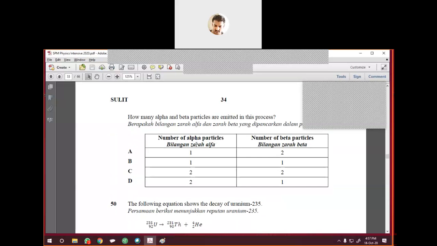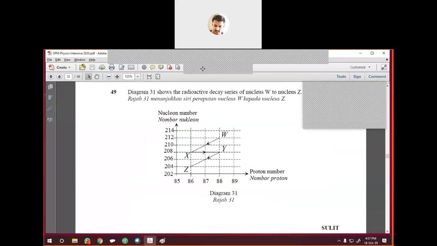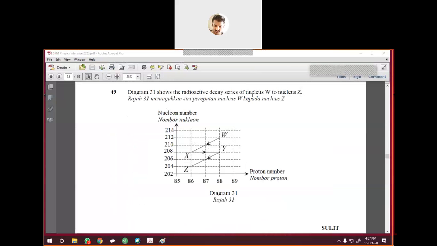Okay, next one. So the answer is B, 50. Next question, 49. Diagram 31 shows the radioactive decay series of nucleus W to nucleus Z. So that means W decays to X, then decays to Y, then decays to Z. First of all, take a piece of paper and write. When it converts from W to X, how much has it lost?